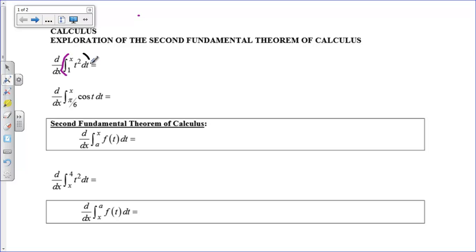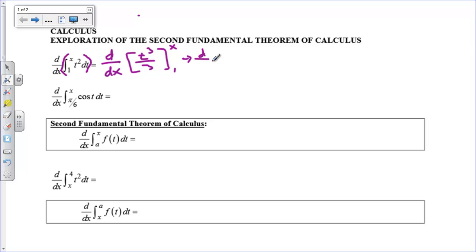We're going to work inside out. I'm going to integrate t squared from 1 to x, and then we'll take the derivative of that. So let's see what that would look like. The antiderivative of t squared is t cubed over 3, and we would evaluate that between our bounds of 1 to x. So I'm working inside out. I'll do the derivative at the very end.